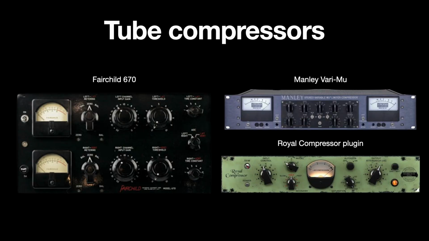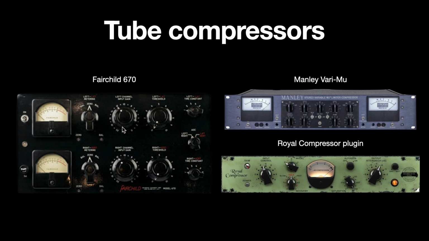So tube compressors were the first compressors, and they're the ones that were used in radio stations and vinyl cutting labs to make records. And this is the most famous compressor, the Fairchild 670. This was originally made for cutting records. And this is a modern compressor, the Manley Varimu. And this is a plug-in of a really nice tube compressor also.